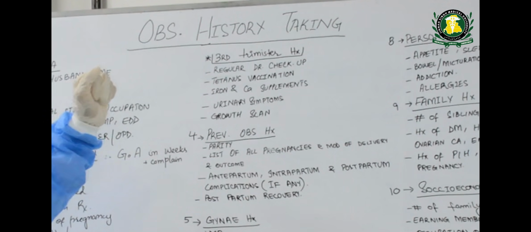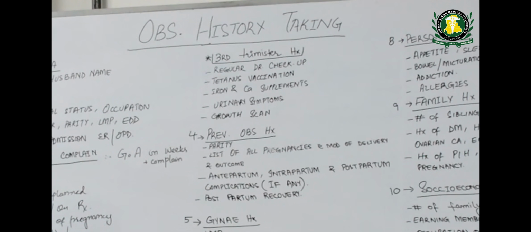In third trimester history, we will ask about her regular doctor checkup, that is whether she had her regular antenatal visits or not, what is the tetanus vaccination status of the patient, and whether she took iron and calcium supplements continuously, and her urinary symptoms like increased urination, burning micturition and dysuria or hematuria. And in third trimester, we will also inquire about the growth scan to see the growth of the fetus.